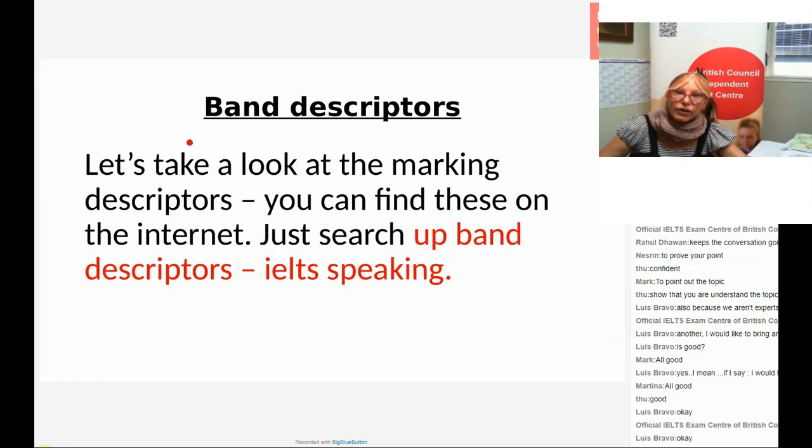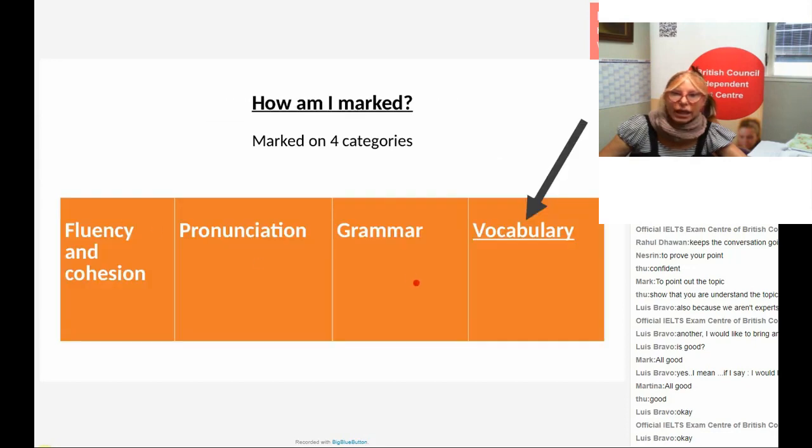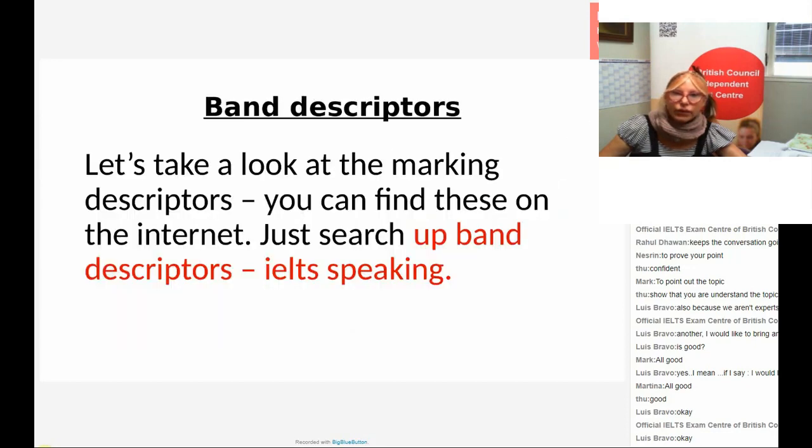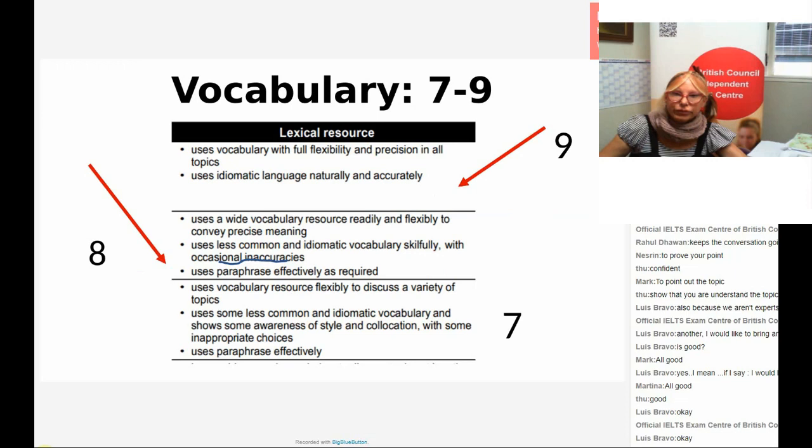Okay, so for those of you that don't know what the band descriptors are, they are on the internet. Just have a look up for band descriptors IELTS speaking, and you'll get the whole 1 to 9 and all the different 4 skills there. Tonight we're looking at what's called vocabulary or lexical resource.